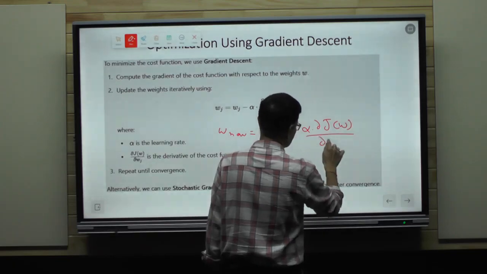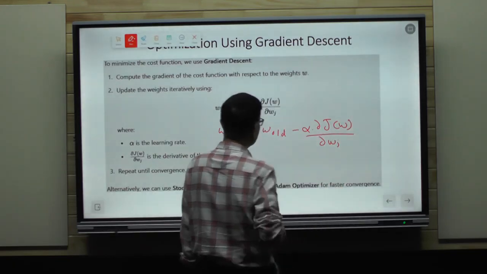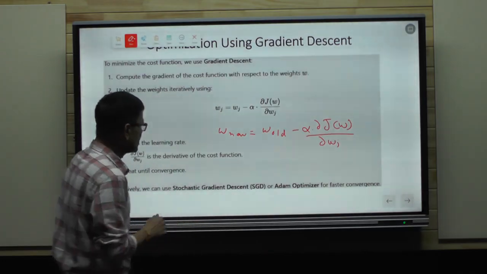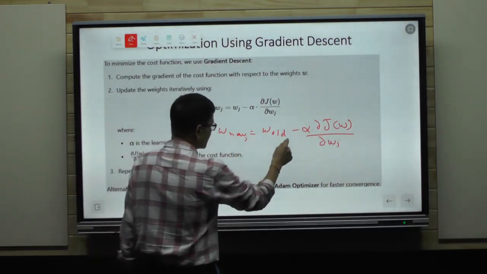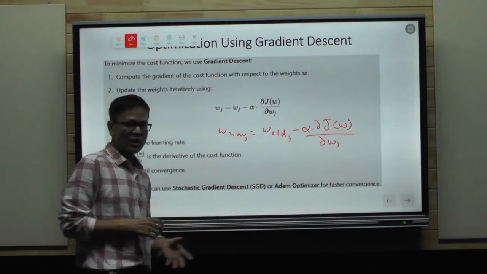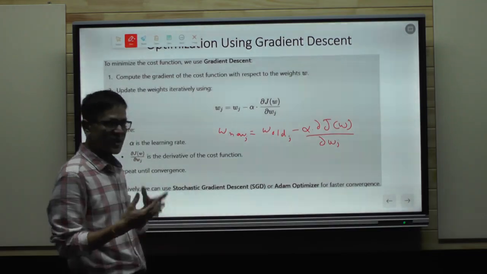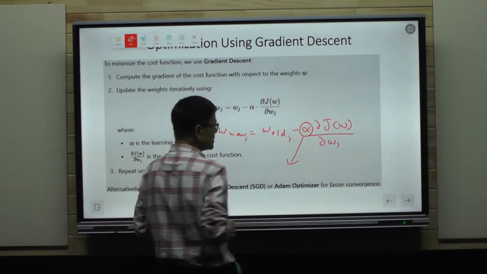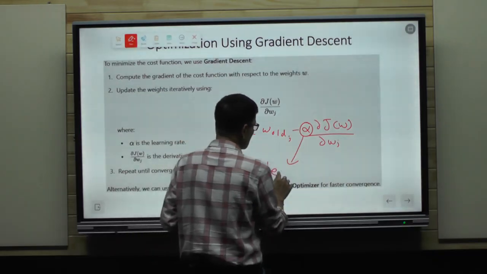times the partial derivative of J(w) with respect to Wj, and this is the index j. Okay, so whatever I have written is a certain elaboration. The alpha is known as the learning rate.